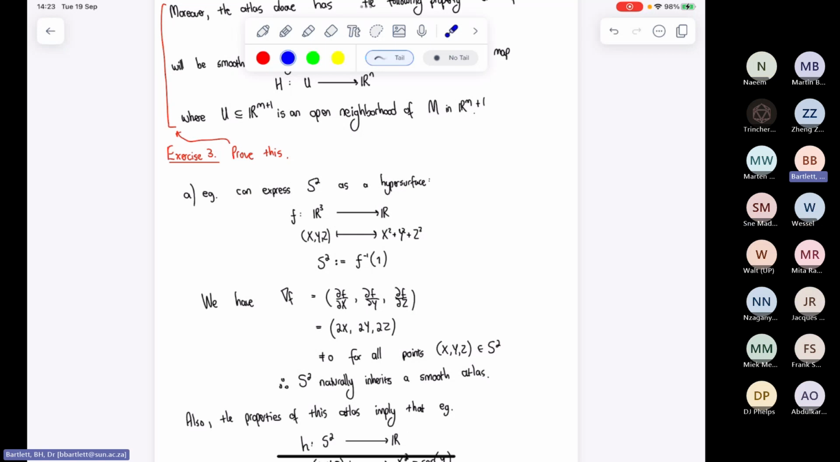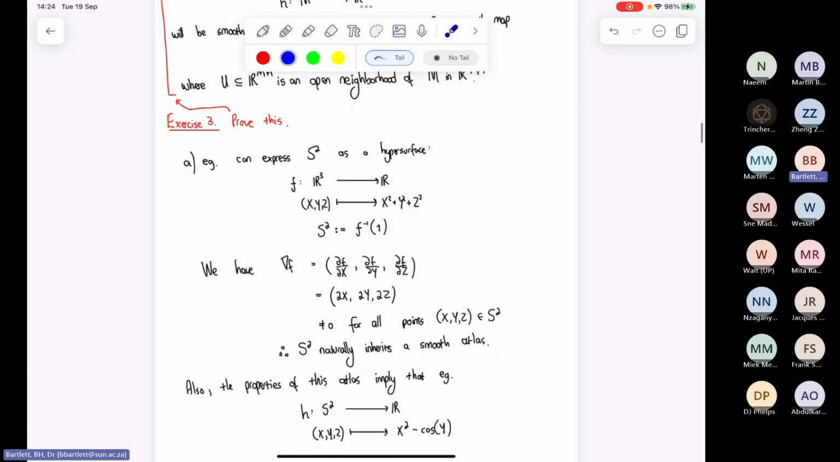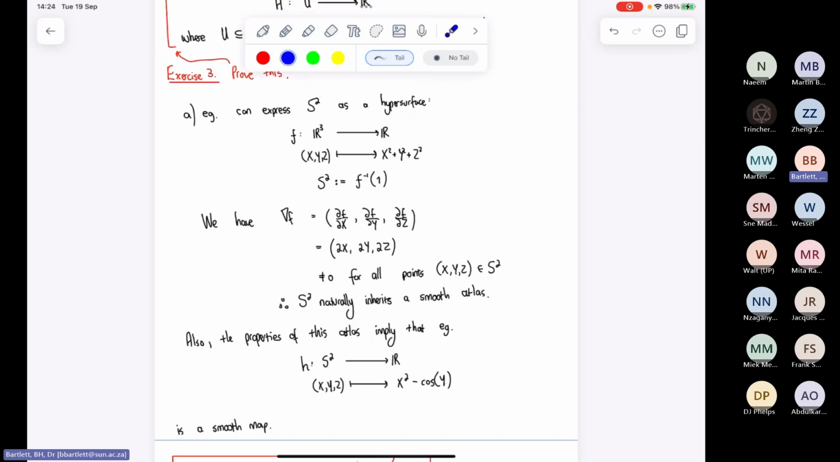And the answer is that the only place where this gradient will vanish, will be equal to the 0 vector, will be where all these three numbers are 0. That can only happen at the origin. But if you're a point on the two-sphere, then you're definitely not at the origin. Okay, so that means that S2 naturally inherits the smooth atlas.